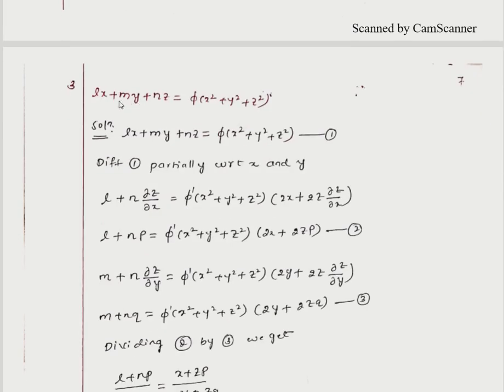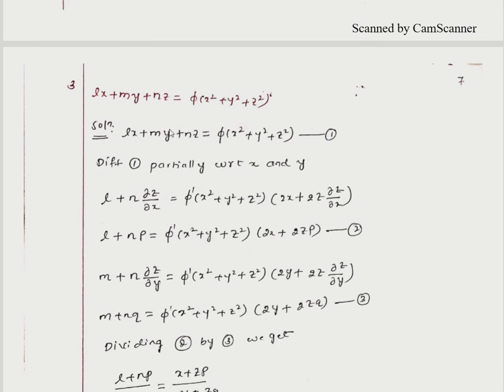The problem: Lx + my + nz = φ(x² + y² + z²). Solution: write the given data, then differentiate equation 1 partially with respect to x and y. Here L into, what is the differentiation of x? The derivative of x is 1, so 1 into L is L, plus.